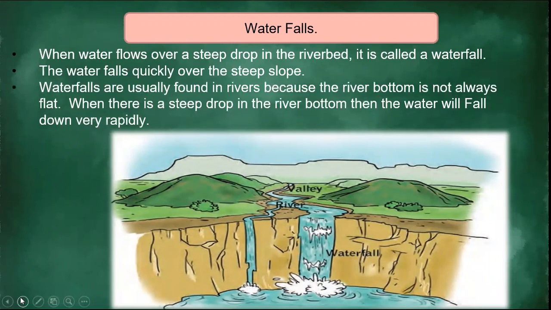Waterfalls are usually found in rivers because the river bottom is not always flat. Unlike the ocean, the river is not always flat. When there is a steep drop in the river bottom, then the water will fall down rapidly. So when there is a steep place where the river flows, the water will fall what? Will fall down. Okay.